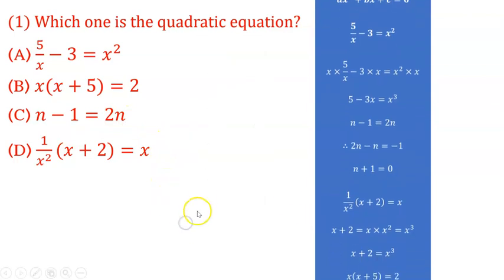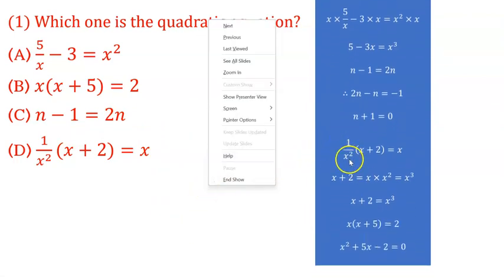Next, 1 upon x square into in bracket x plus 2 is equals to x. If you multiply on both sides by x square, then you will get here x plus 2. या इक्वेशनला जर आपण x square ने मल्टिप्लाय केलं, then what you will get here, x square into 1 upon x square into in bracket x plus 2 is equals to x into x square. Then here x square will get cancelled. You will get here x plus 2 is equals to x into x square. Overall, you will get here x cube. That is x plus 2 is equals to x cube. Again, the highest power of this equation is 3, and hence it is also not the quadratic equation.